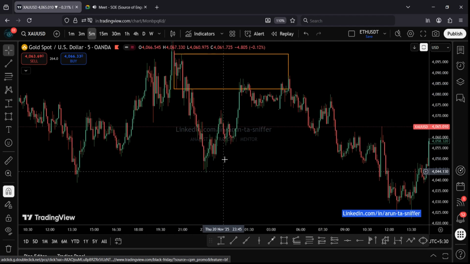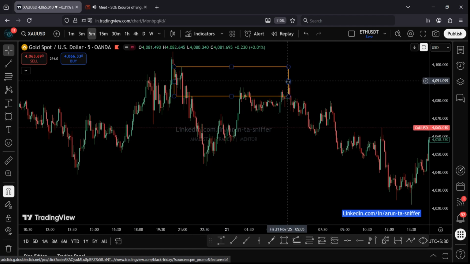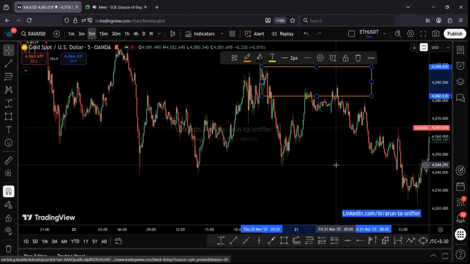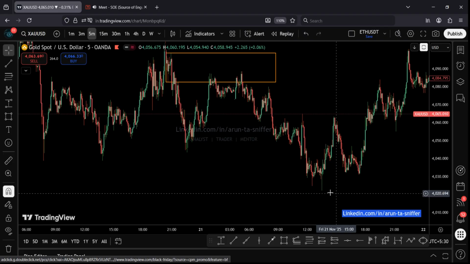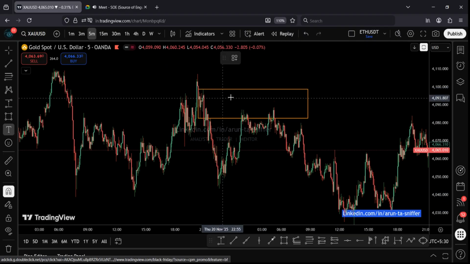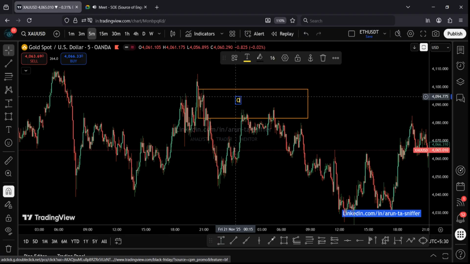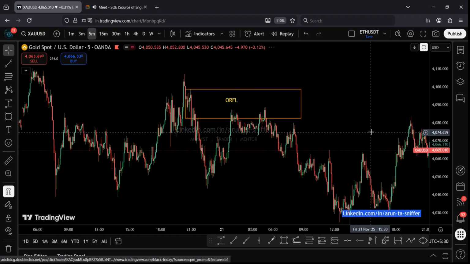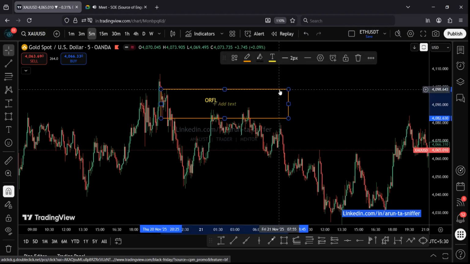Price came down. What happened? It goes back up again to the OR and came down to the target. So this becomes our ORFL. This is our ORFL as well.